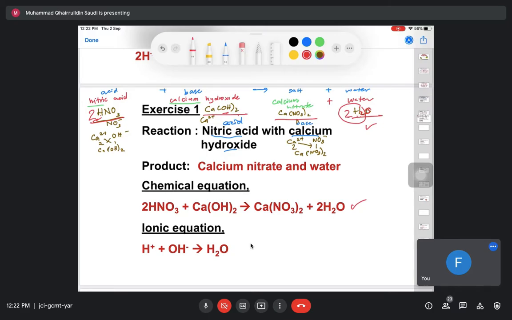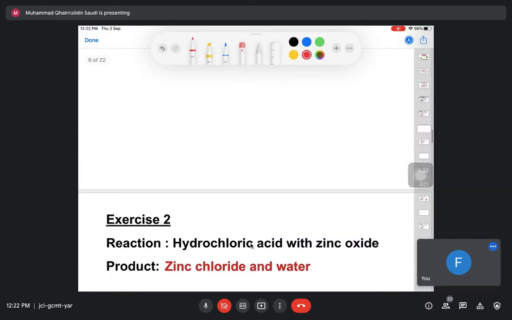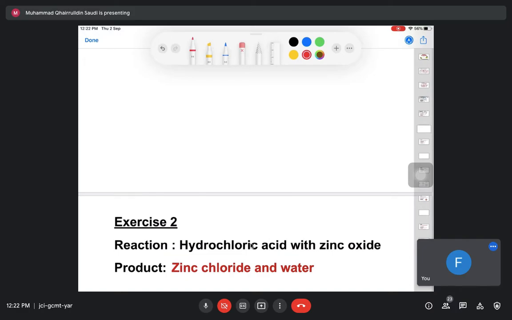Boleh? Okay. Next one. Exercise number 2. Hydrochloric acid and zinc oxide. So acid plus base, you should get salt and water. Okay, now the chemical equation. Hydrochloric acid HCl. Zinc oxide, kalau tak tahu tulis dekat tepi dia punya ion. Zn2 plus, O2 minus. Oh, the same. The ions are the same, 2, 2. So, terus ZnO.